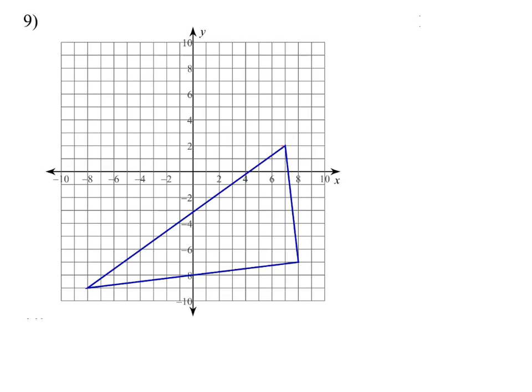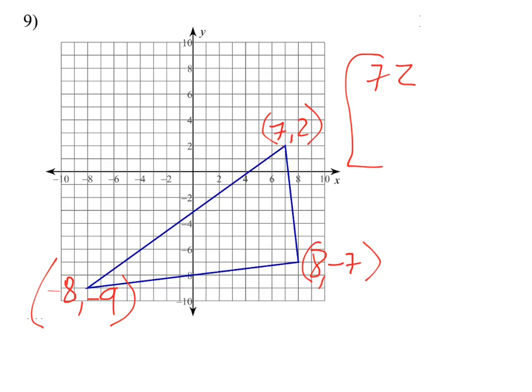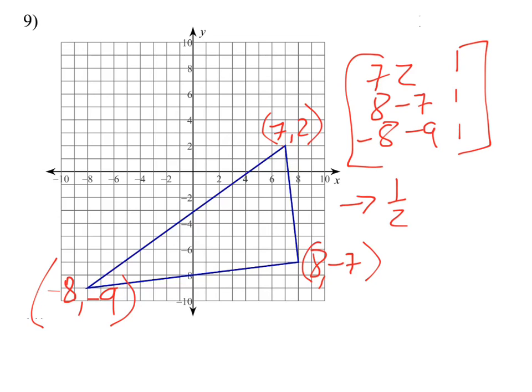We just have to get those coordinates, and it actually comes out really quickly. So 7, 2, and then the next one's 8, -7, and the one over here we have -8, -9. And so now those are our 3 points, and actually it doesn't matter what order you put them in your matrix. So I'm going to have 7, 2, 8, -7, and then -8, -9, and then my column of 1s. I need to get the determinant of that, and get the absolute value of it, cut it in half. It's going to equal some number there.